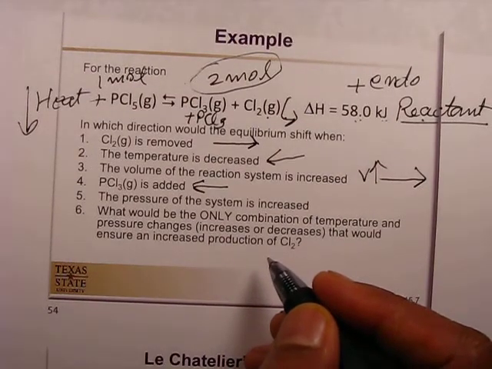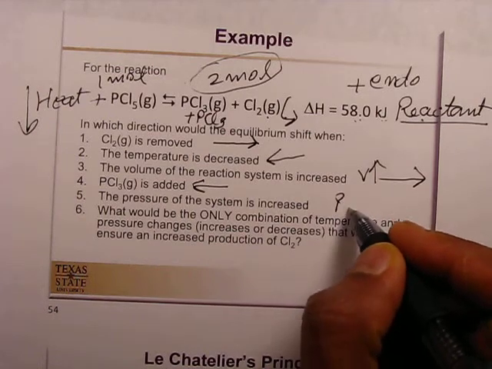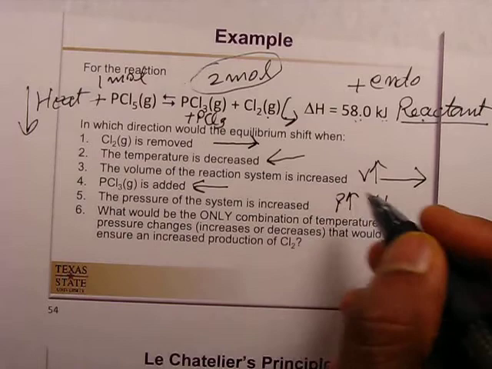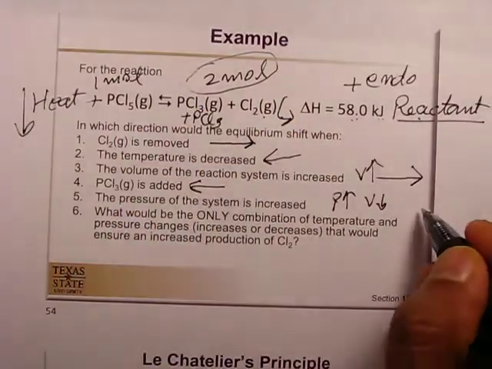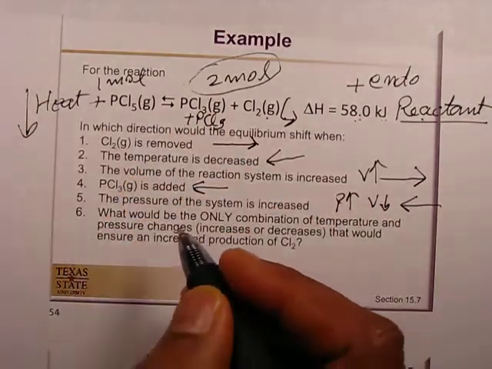The pressure of the system is increased. So pressure is increased. Pressure is increased means volume decreases. If volume decreases, equilibrium will shift toward the smaller number of moles, means reactant side.